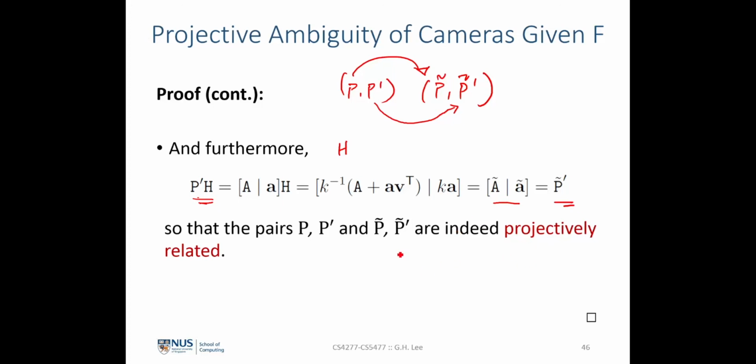And so we can conclude that P and P prime, the first set of camera matrices, is indeed related to the second set of camera matrices, P tilde and P tilde prime, if they both result in the same fundamental matrix. So this completes our proof.